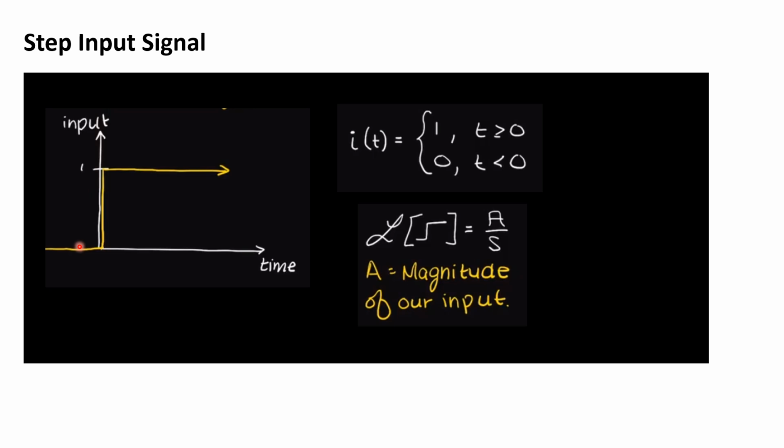And so a step function simply is 0 before you turn it on, and then it's 1 afterwards. So here, if you took the Laplace transform of this input, this step function, it's simply A over s, where A is the magnitude. It's a constant. And again, we're transforming from time space to s space.